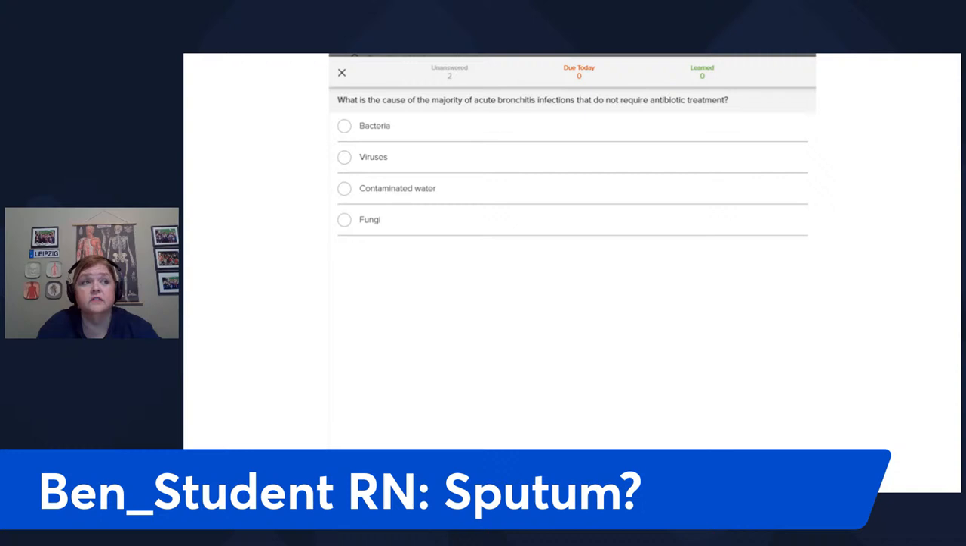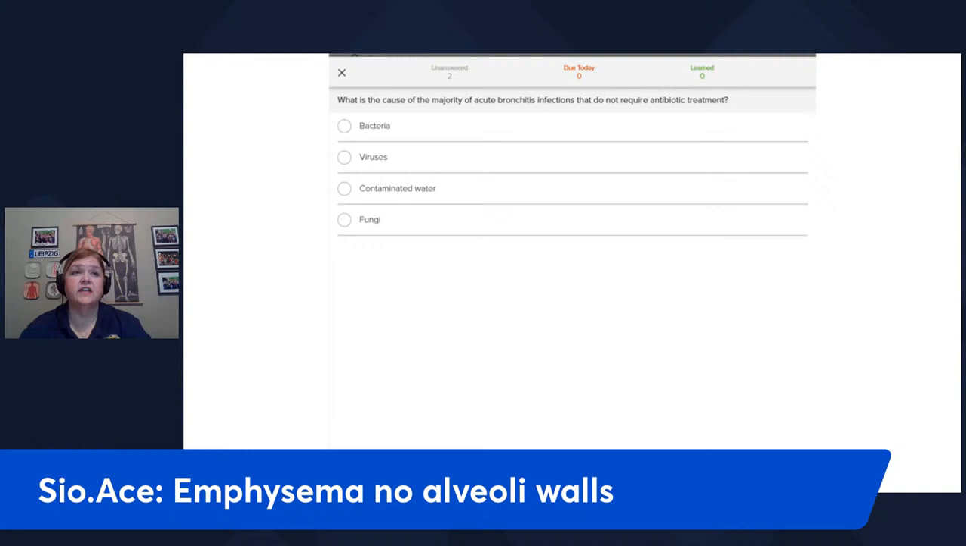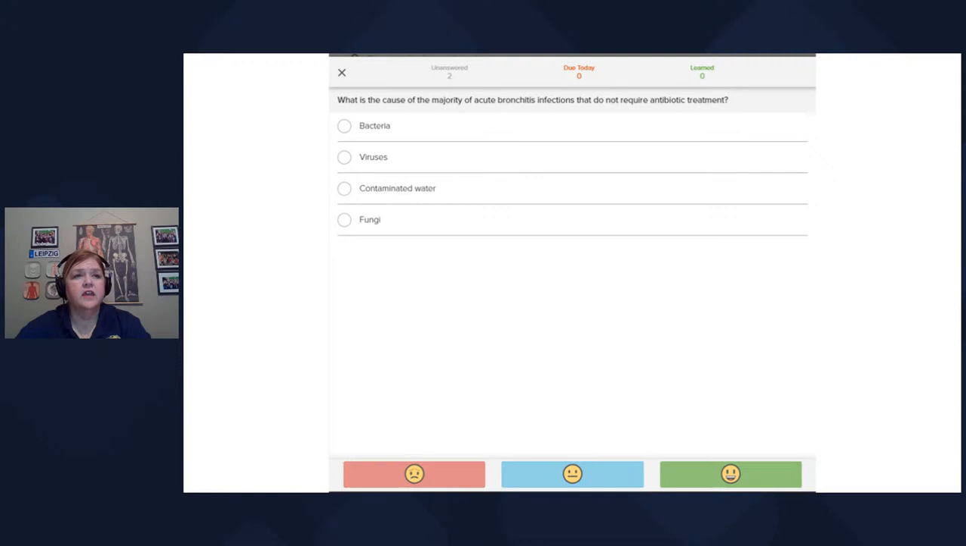What's the cause of the majority of acute bronchitis infections that do not require antibiotic treatment? Okay, so you want to put that into your own words. That's the first step. So it's asking me, what's the cause of most or majority of the acute bronchitis infections that don't require an antibiotic? Okay, now I'm going to look at the answer choices. If it doesn't require an antibiotic, oh, well, it can't be a bacteria, right? So I would eliminate this and say it can't be bacteria, because bacteria would require an antibiotic. Could it be viruses? Yeah, that's an option.